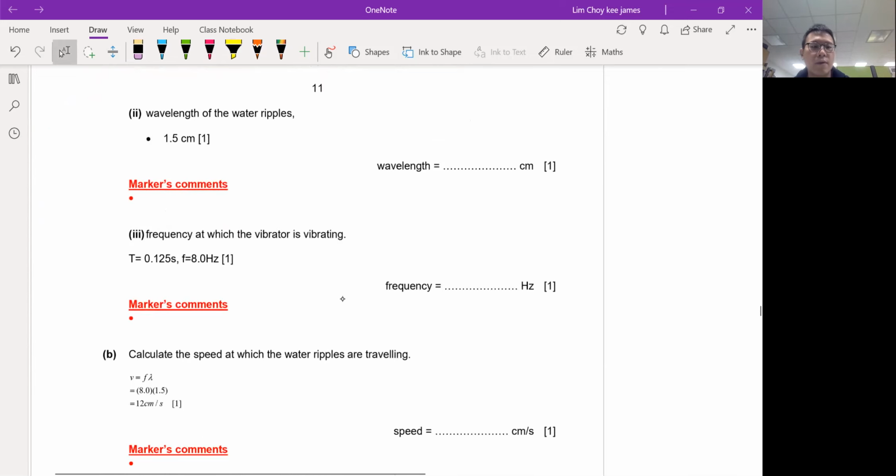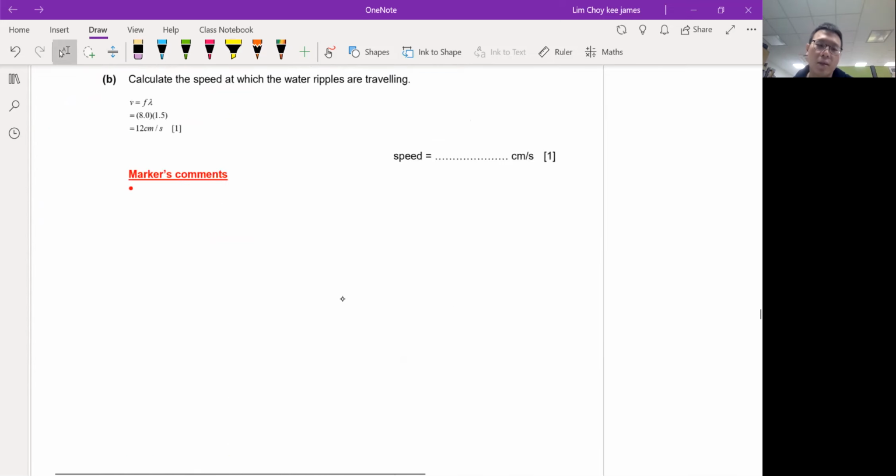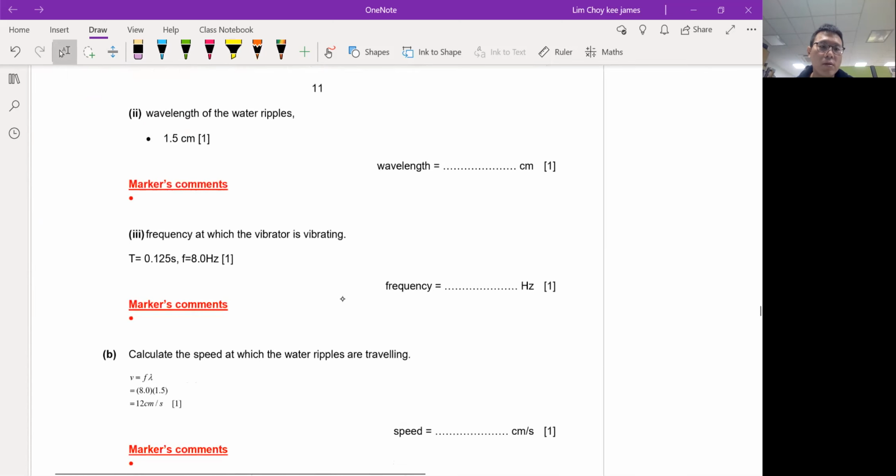Basic formula, v = f lambda, SI unit, all these things. This question, I will not dwell too much on it. Wavelength, most students have no problem with it.